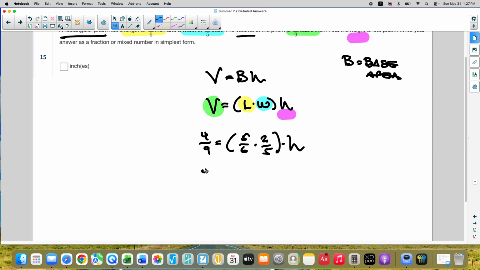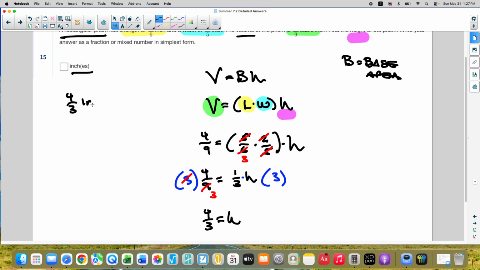I want to simplify first. We can cross cancel the 5 and the 5 cancel. The 2 cancels with the 6 and makes 3. So we're equal to 1/3 the height equals 4/9. I want to get h by itself. It's being multiplied by 1/3. The reciprocal is 3 multiplied by 3. That 3 is in the numerator. That 9 is in the denominator. I'm going to cross cancel again, giving me 4/3 equals the height. And now I want to use units. It's inches. So 4/3 inches is going to be my height.